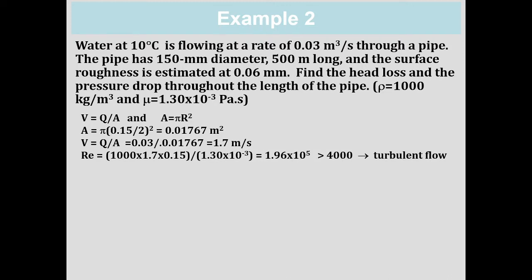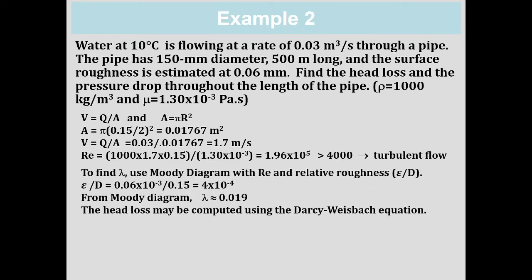So for turbulent flow, to get the F, you need to use the Moody diagram. To use the Moody diagram, you need the information of relative roughness. So epsilon is given in the question, 0.06 millimeter, but the diameter given is, where's the diameter? Oh, the diameter is 150 millimeter.